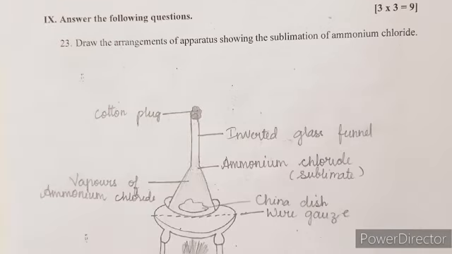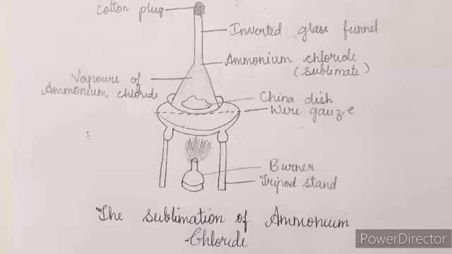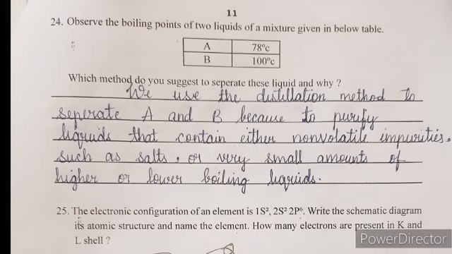Next main, answer the following questions. Each question carries 3 marks, so 9 marks for this main. First, draw the arrangement of apparatus showing the sublimation of ammonium chloride. So here is the diagram which I have shown of the sublimation of ammonium chloride. You can refer to this diagram and you can draw this.